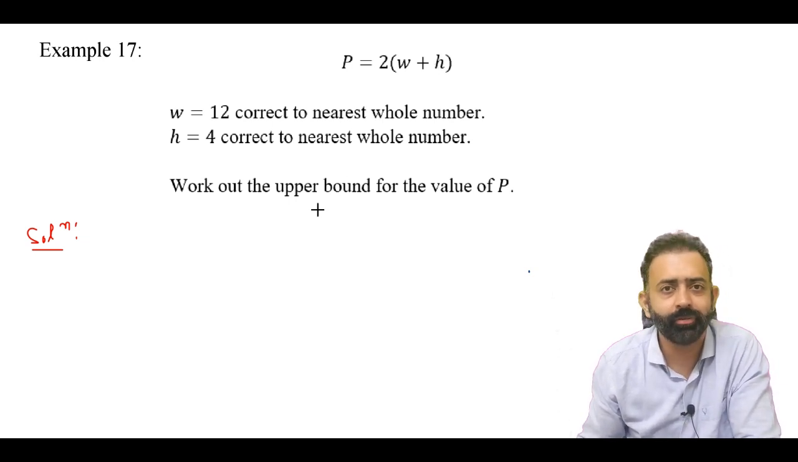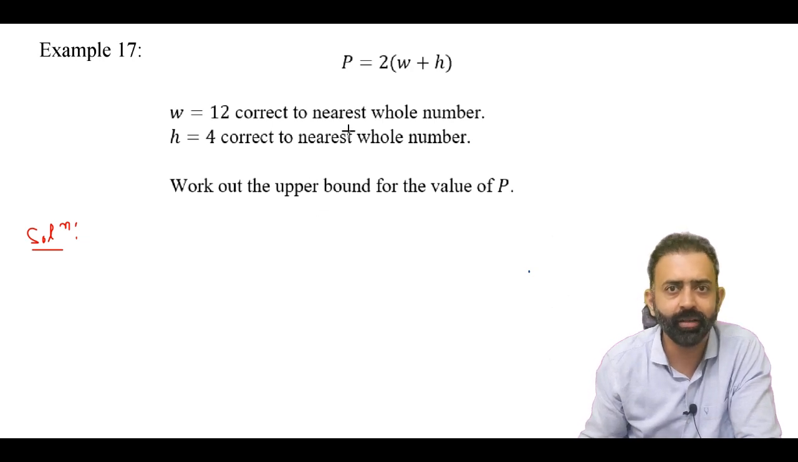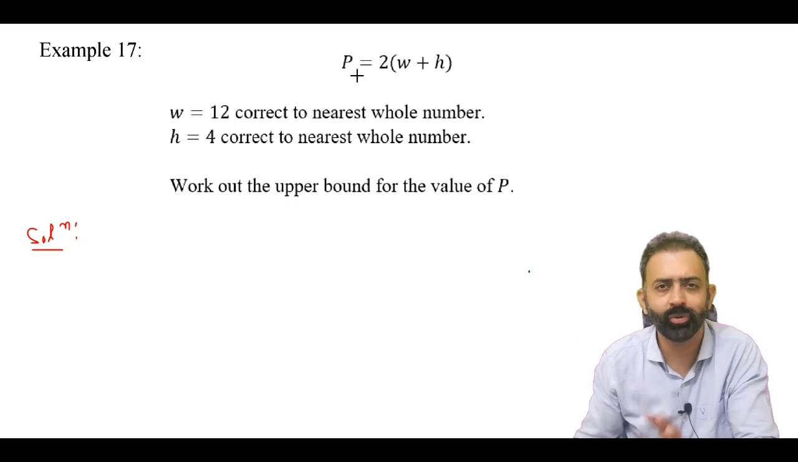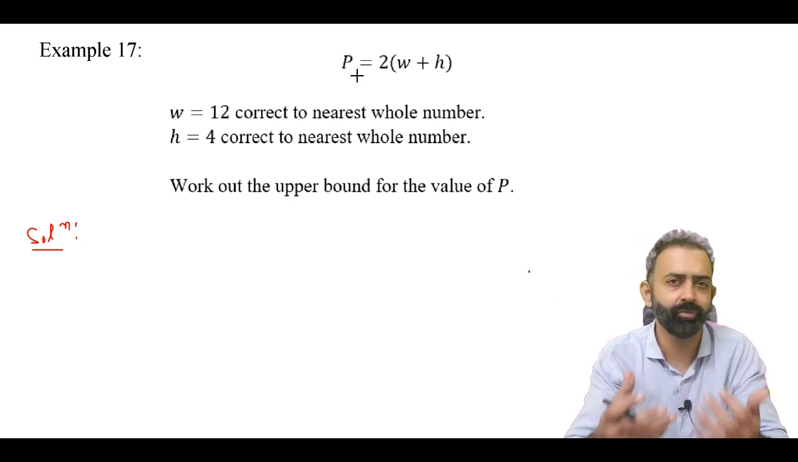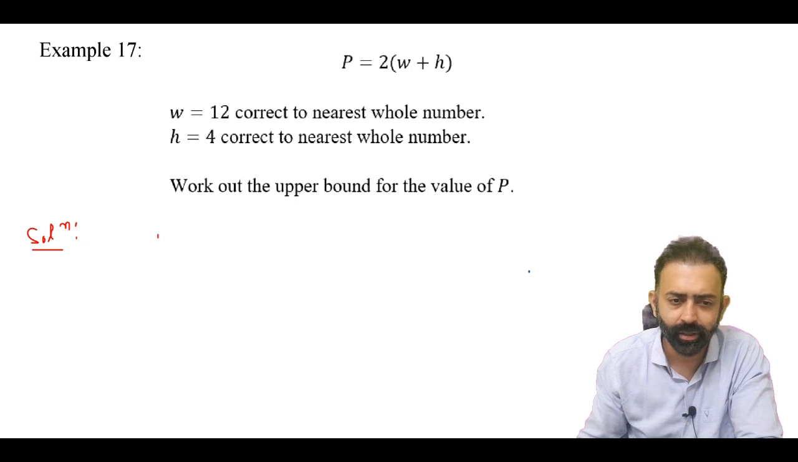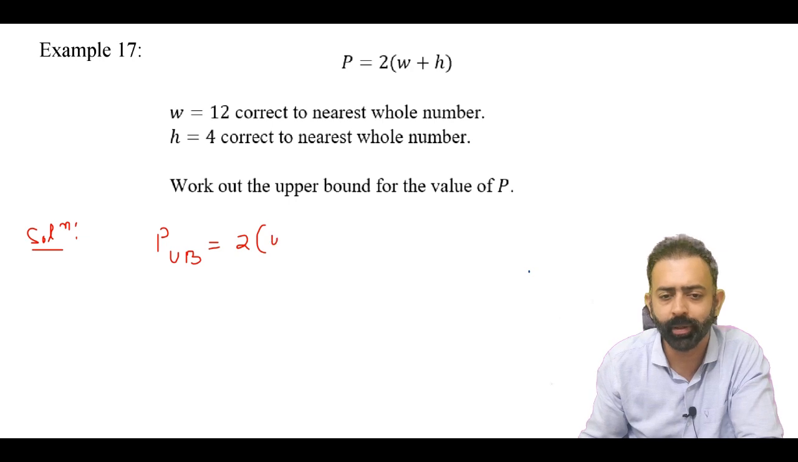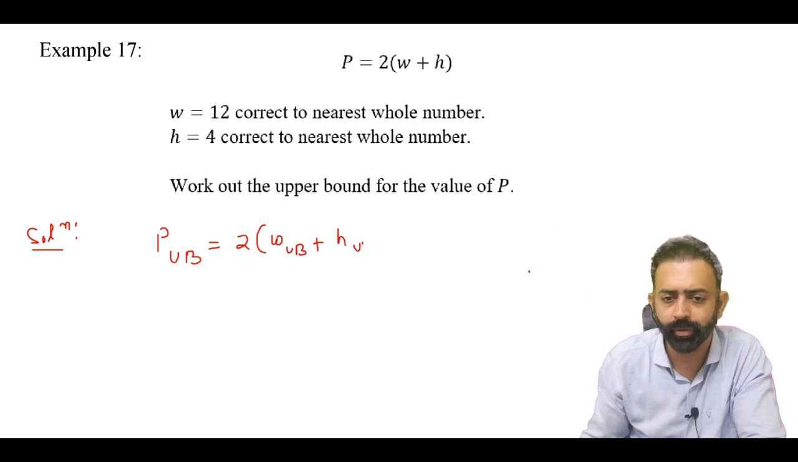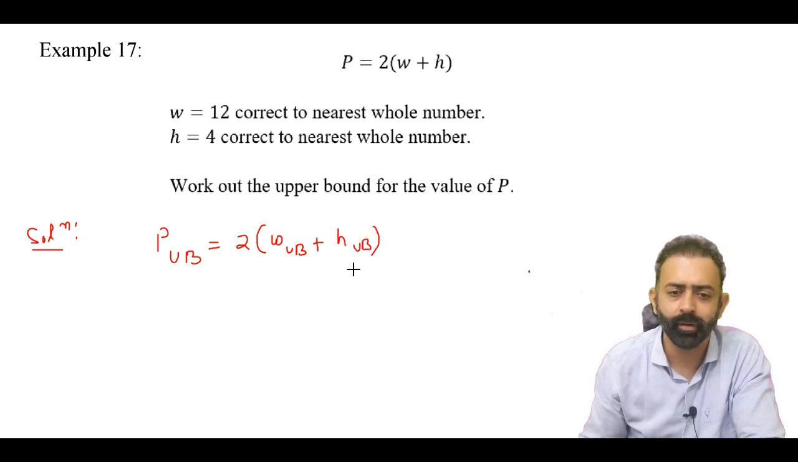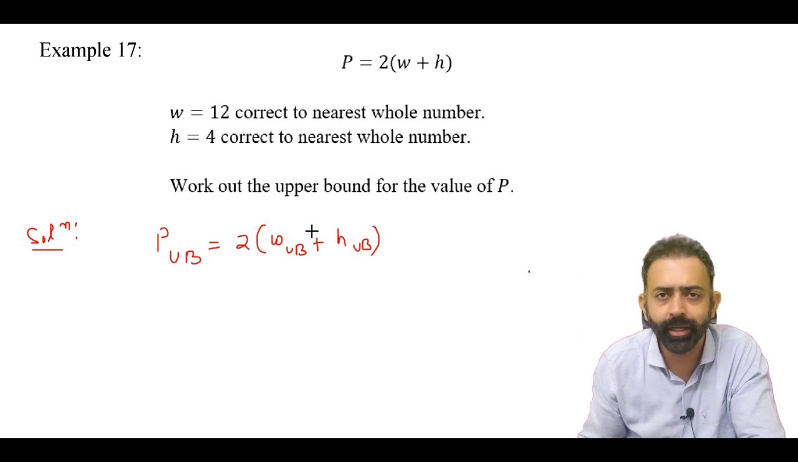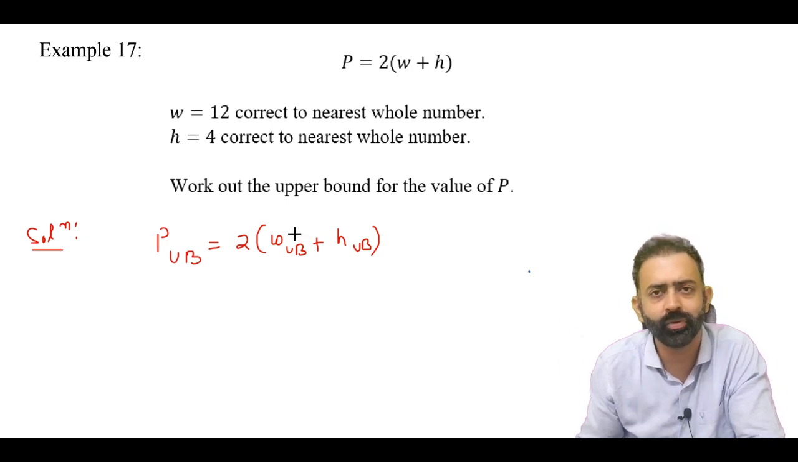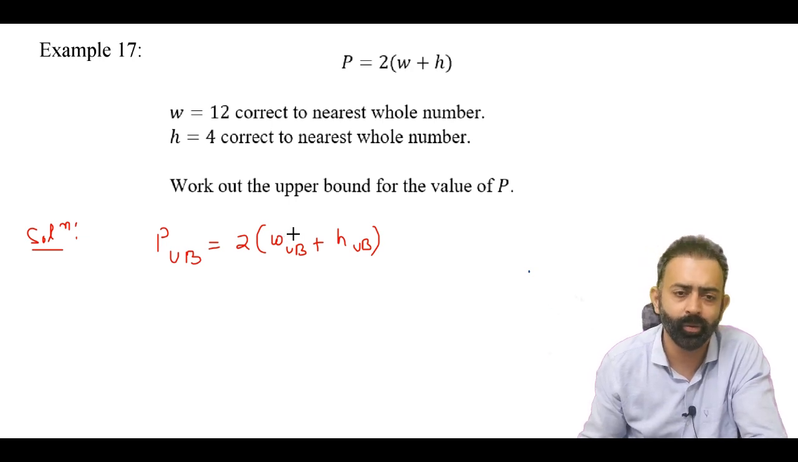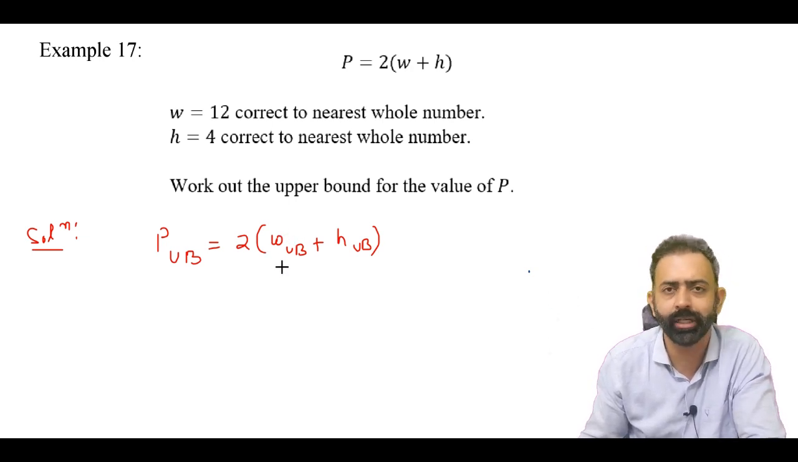So to find out the upper bound of the value of P, two values are added. If two maximum values are added, this will give you the maximum value. So the meaning is the upper bound of P will be equal to the upper bound of W plus the upper bound of the height or H. Simple, because the two values are added together. So the maximum values, if they are added, will give the maximum value. So we just need to find out the upper bounds individually of W and H.